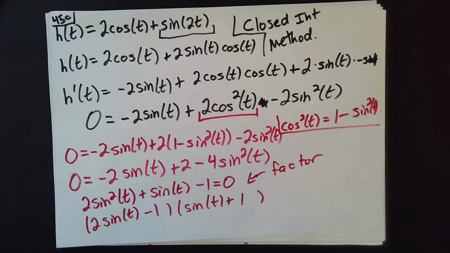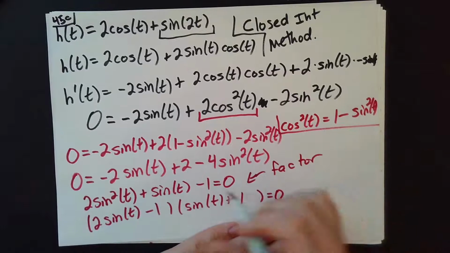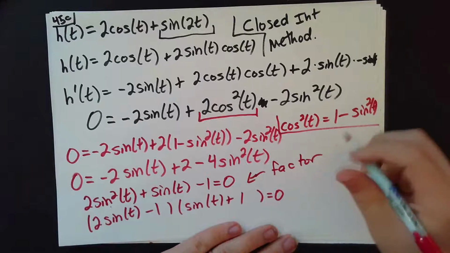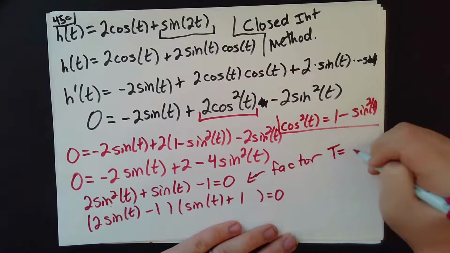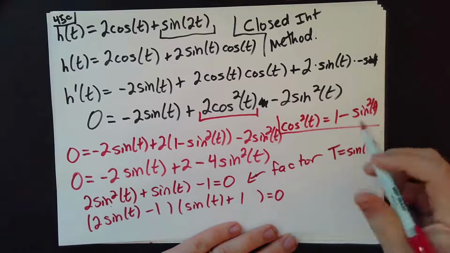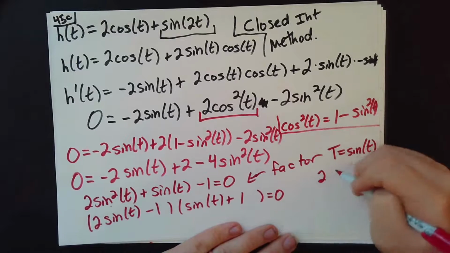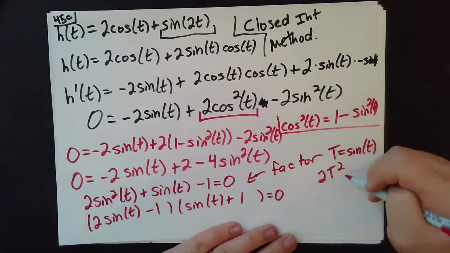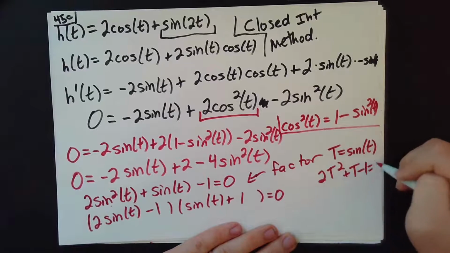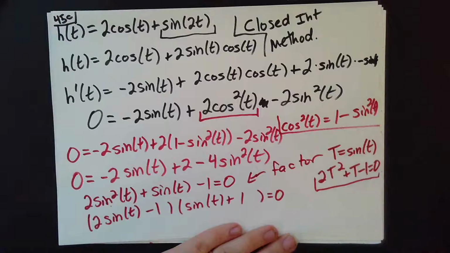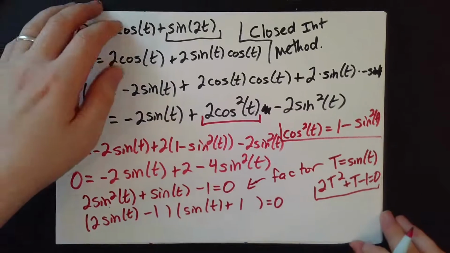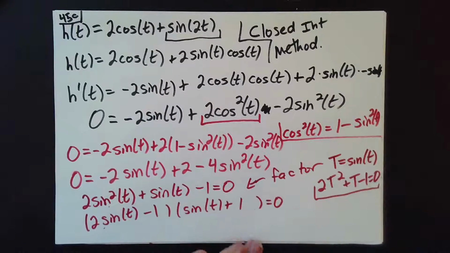Okay. All I did there was to mentally say, okay, if big T is sine of little t, then this whole equation is really asking me, when is 2T squared plus T minus 1 equal to 0? And so then I just factored this as we would any quadratic, and then put the signs back.